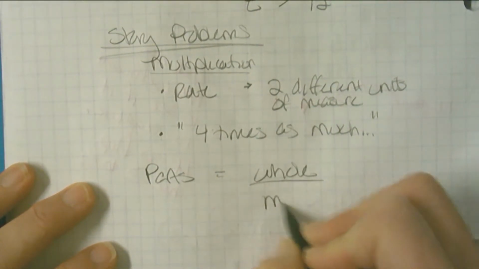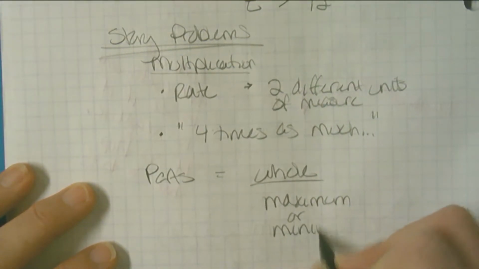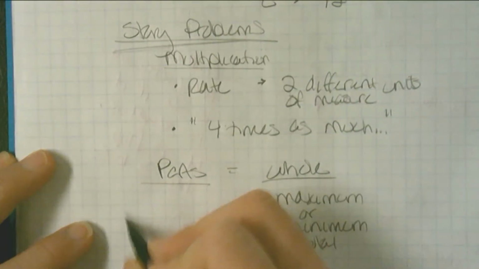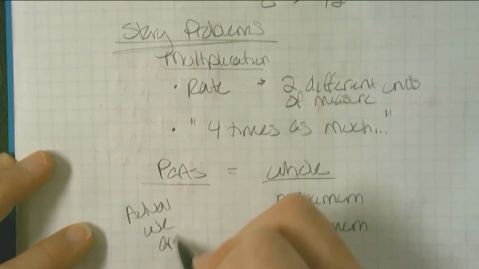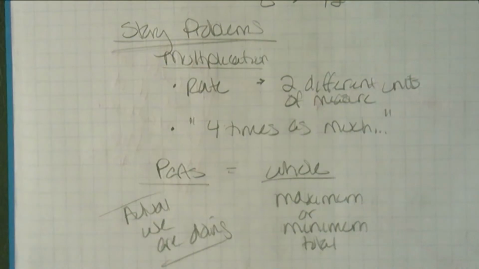All right, we are still doing parts equal to our whole, where our whole is a maximum or minimum total, and our parts are the actual we are doing. So that's the same whether we're adding or subtracting or multiplying or dividing. All right, so let's do a story problem.